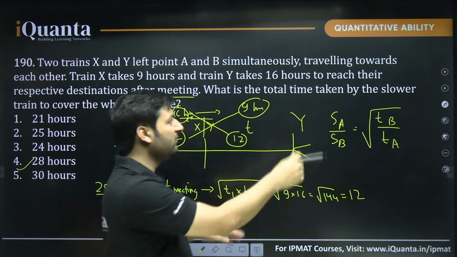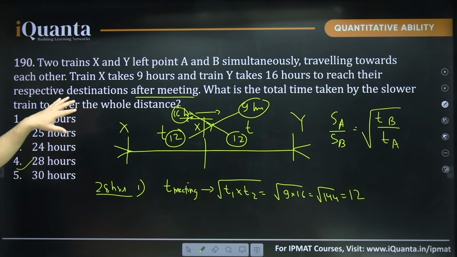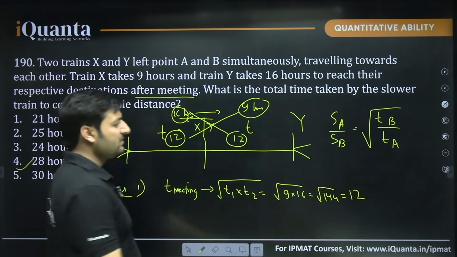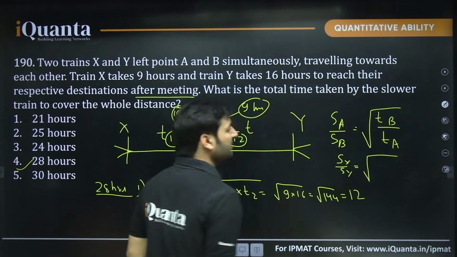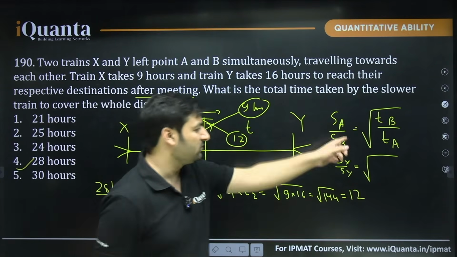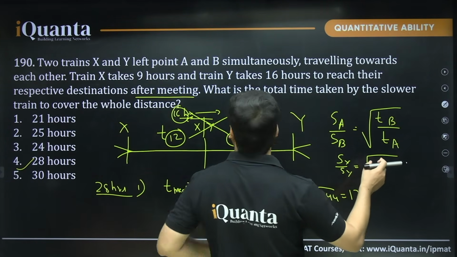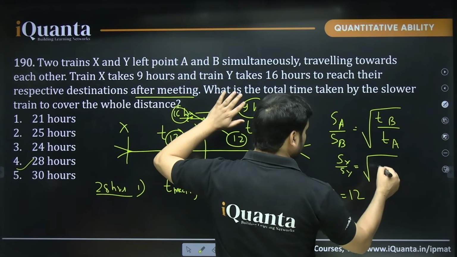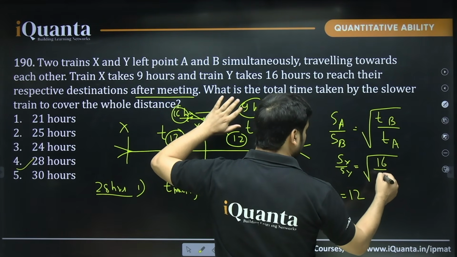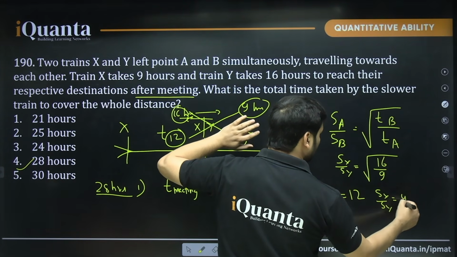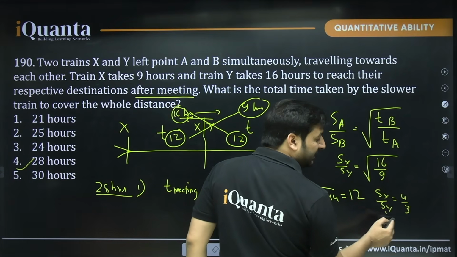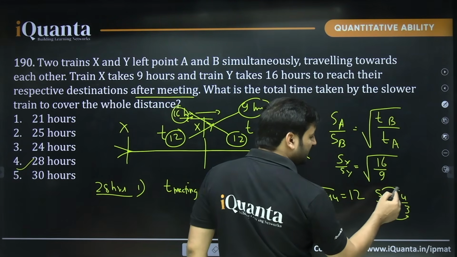So here, if they would have asked me the ratio of speeds of train X and Y, I would have said: after the meeting point, how much time is train Y taking? So Sx upon Sy will be root of Y's time over X's time. Train Y is taking 16 and X is taking 9 hours. So the ratio of speed of X and Y is 4 to 3. What do you see here? Y's ratio is 3, X's corresponding ratio is 4.